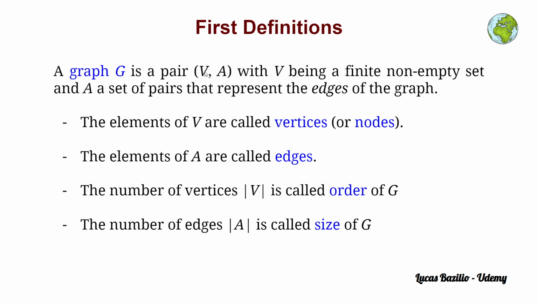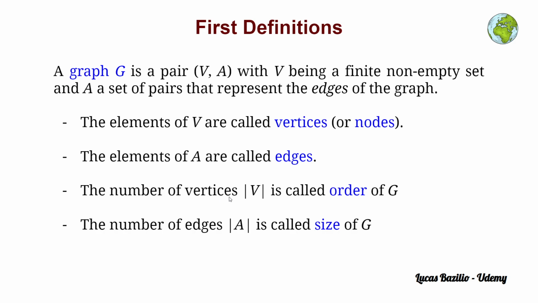So, within these two sets, the elements of V are called vertices of the graph, also commonly known as the nodes of the graph when we are in a computer science field. Then the elements of A are called the edges. These pairs, these edges represent the connections between the nodes. We will see an example in a moment.